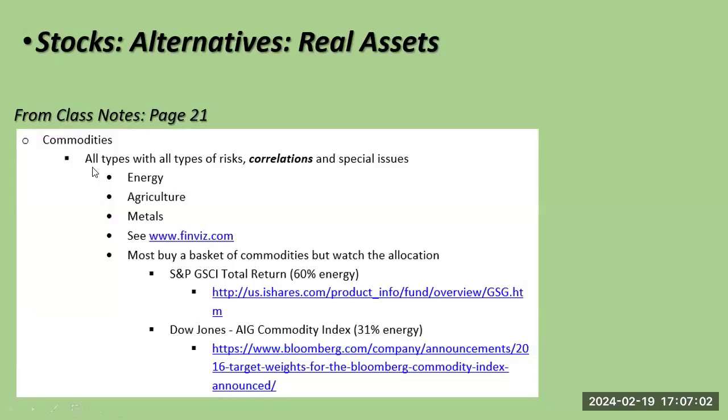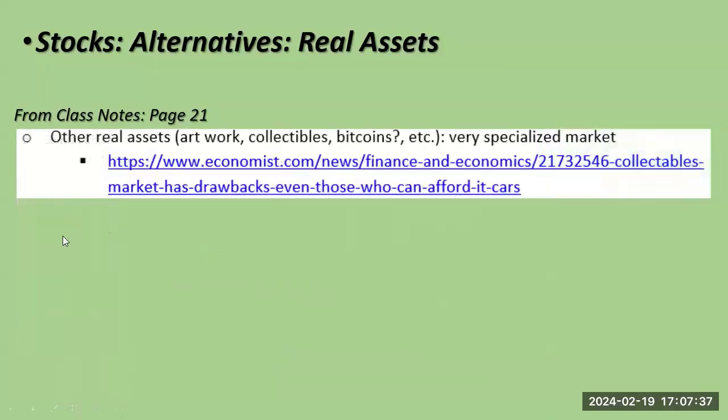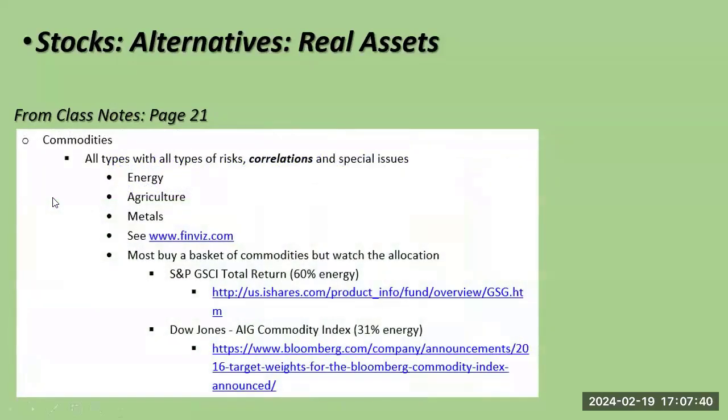But now we have mutual funds and exchange traded funds that do commodities. But you have to be really, really careful, because the S&P one is 60% energy. If you buy theirs, it's going to be dominated by energy, whereas the Dow Jones AIG one is only 31% energy. So when you buy an ETF that says commodities, you better check the allocation to energy to make sure you know what you're buying. I gave you some websites. It gets a little tough. So that's commodities.